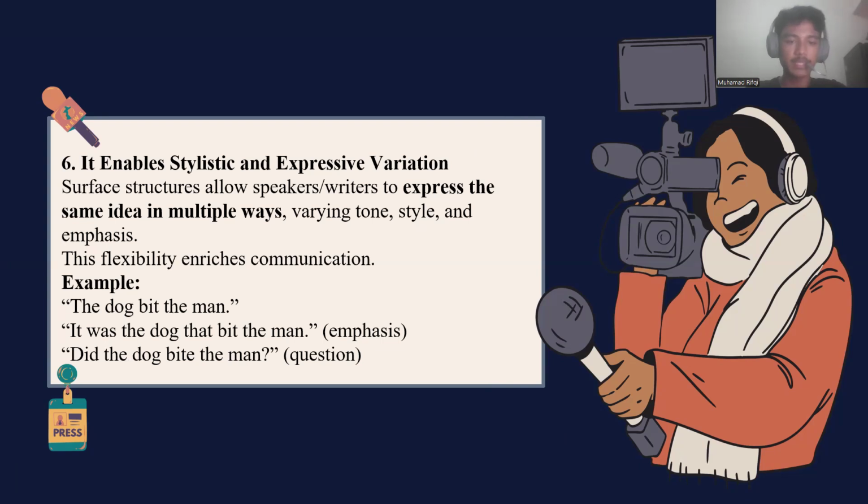This flexibility enriches communication. Example, the dog bit the man. It was the dog that bit the man. Emphasis: the dog bit the man.